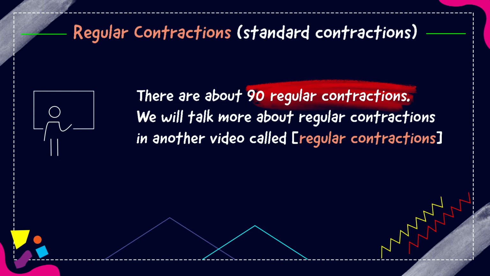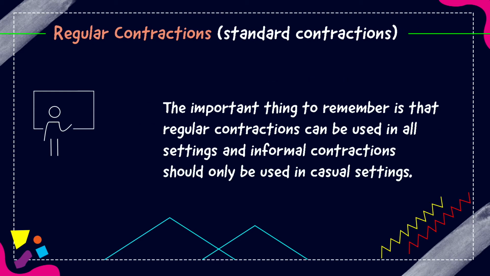There are about 90 regular contractions. We will talk more about regular contractions in another video called Regular Contractions. The important thing to remember is that regular contractions can be used in all settings, and informal contractions should only be used in casual settings.